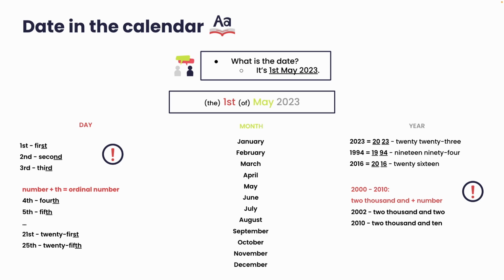Okay, so let's try to practice a little bit. But before we go on, can you tell me what is the date today in the calendar? I would say it's the 19th of May 2024. Again, it's the 19th of May 2024. Okay, hope you got it from the listening.